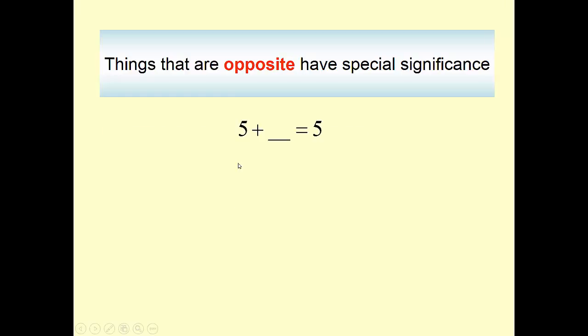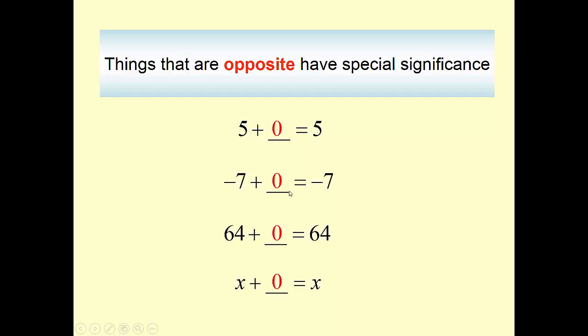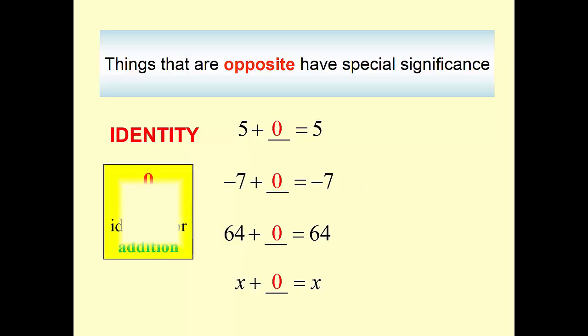Let me show you some other terminology. The number you add to 5 to get 5 is called something special, and of course that's a 0. Same thing with -7, same thing with 64, same thing with x. The 0 is referred to as the identity in the world of addition. So for the addition operation, 0 is the identity.